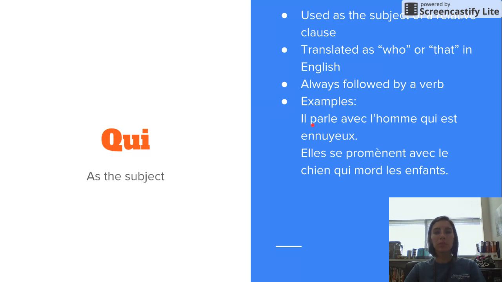So some examples. Il parle avec l'homme qui est ennuyeux. He speaks with the guy who is boring. Okay, so qui is replacing l'homme and it means who here. Elle se promène avec le chien qui mord les enfants. Here, qui is replacing the dog, and we're saying the dog that bites the children. So qui, remember, is always going to be the subject, and it must be followed by a verb.